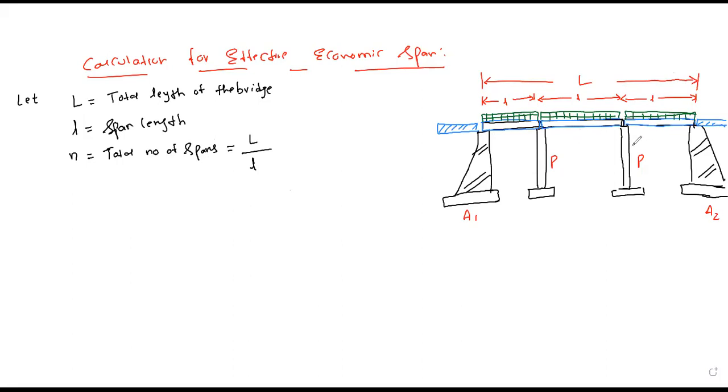How many spans do we have for this example, for this bridge? Guys, please respond. How many spans do we have for this bridge? Hello.